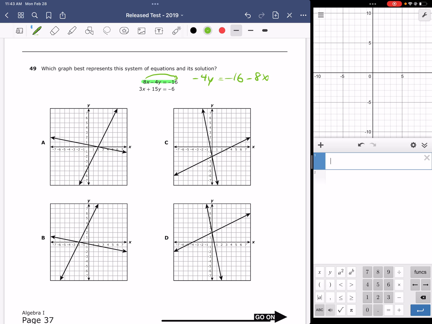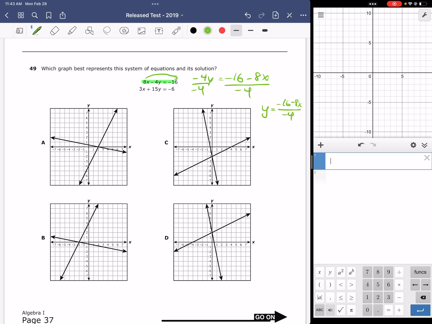Then, in order to get y by itself, notice that this is multiplication between negative 4 and y. To undo multiplication, we will divide both sides of the equation by negative 4. And so for the first equation, we get y is equal to negative 16 minus 8x divided by negative 4. If we type that into Desmos, we'll get one of our two lines.